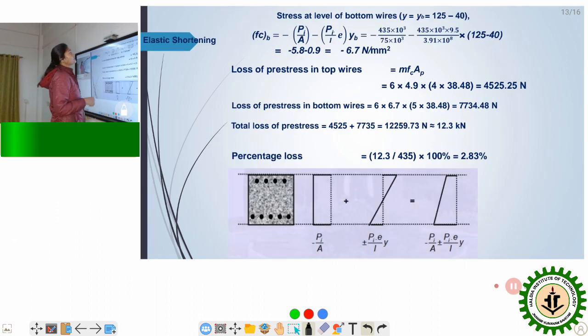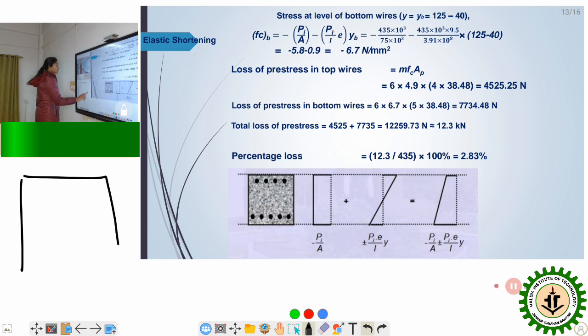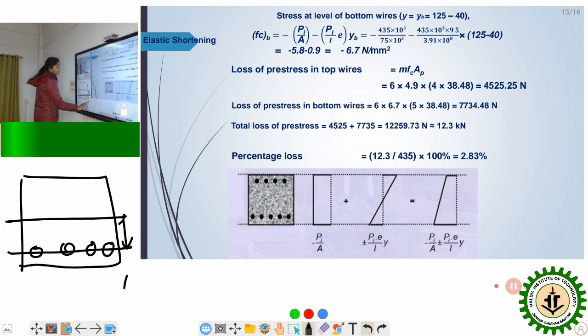Next, we have the stress at the level of the bottom wires. We are supposed to do the same thing. We have the CGC in the middle of the section, that is over here, and we have the bottom wires, these wires. The midsection has been considered as this. So, as usual, YB is 125 minus 40. We know the value of E, which is 9.5. We know Pi, we know A, we know I. So we are going to get the bottom stress.